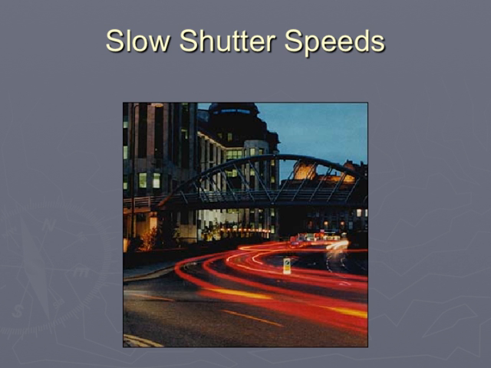We can even use longer shutter speeds, sometimes into the seconds, to be able to show photographs at night. And in this case, you can see the taillights of the cars as they're going down the street and creating kind of a blurring pattern behind them.